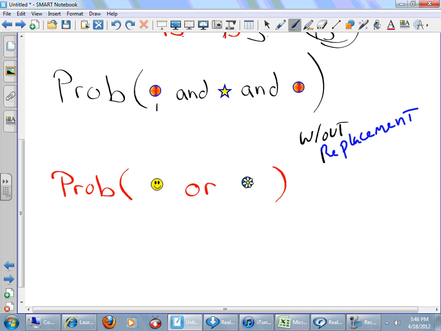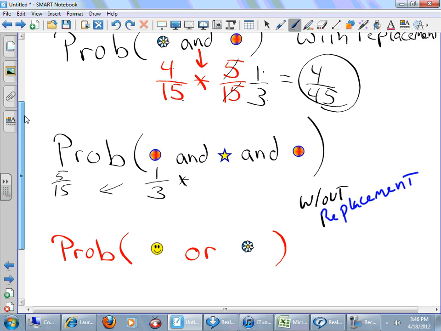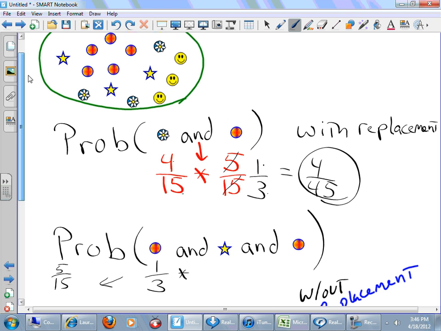1/3. I started to write 1/13. 1/3. And means to multiply. Now, remember, this was 5 out of 15. Since I'm multiplying, I went ahead and simplified it.